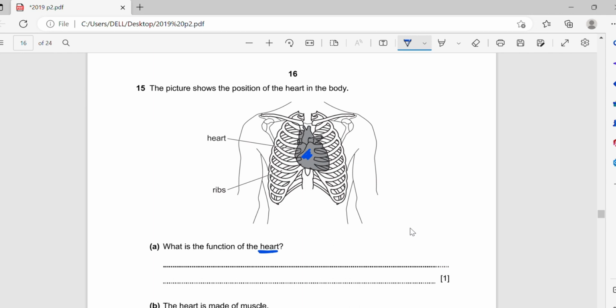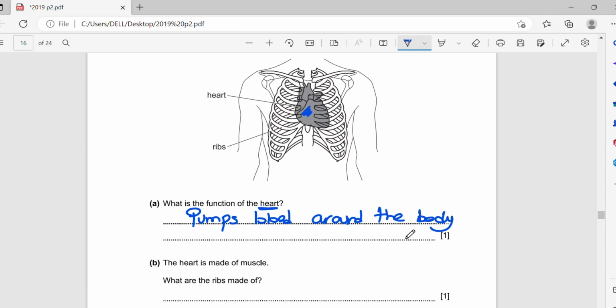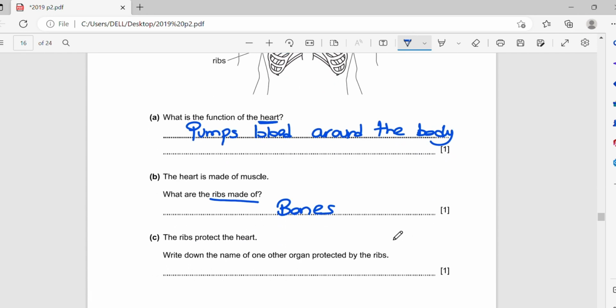So the heart pumps blood around the body. The heart is made of muscle. What are the ribs made of? Ribs are made of bones. The ribs protect the heart.